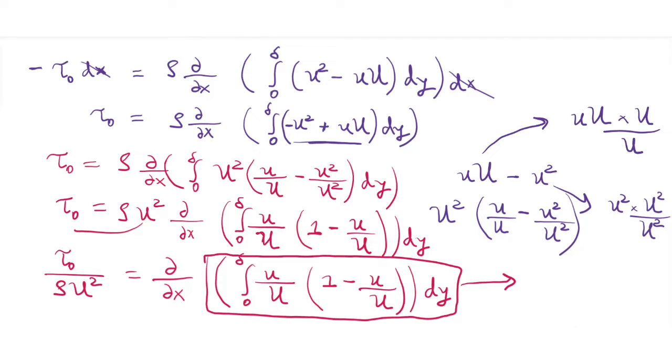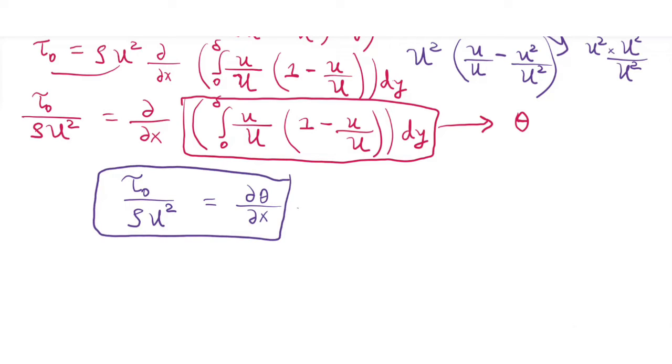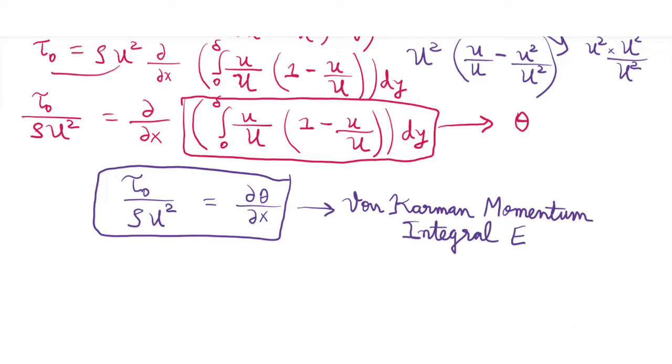So this is theta and we'll have tau naught upon rho u square is equal to del theta by del x. This equation that we have found is known as the von Karman Momentum Integral Equation for the boundary layer flow. The von Karman Momentum Integral Equation is tau naught upon rho u square is equal to del theta by del x.